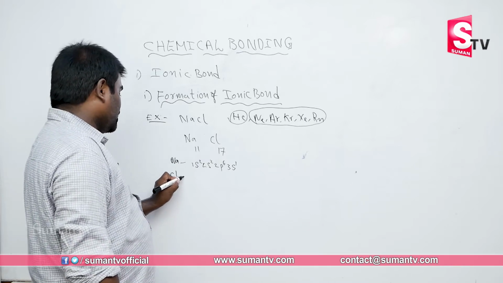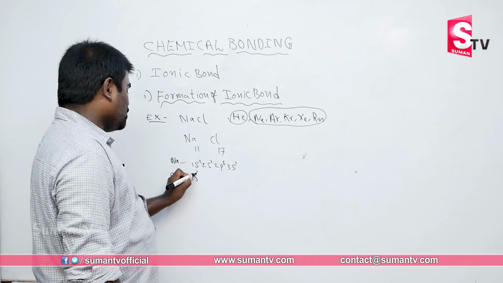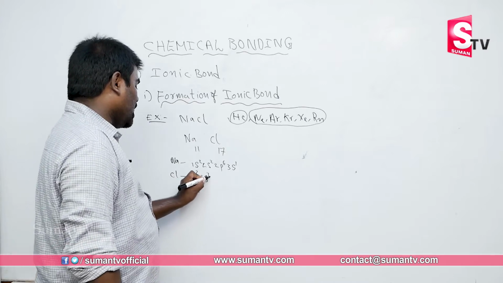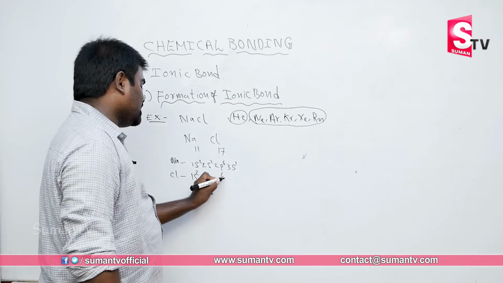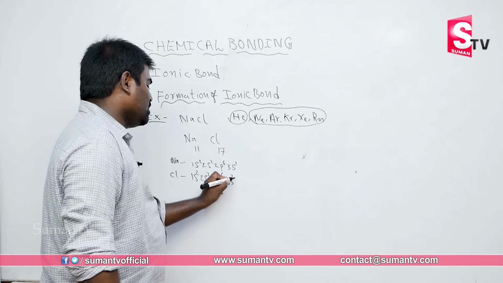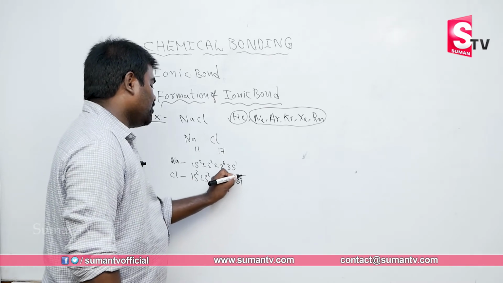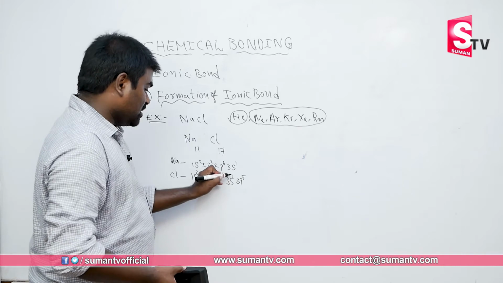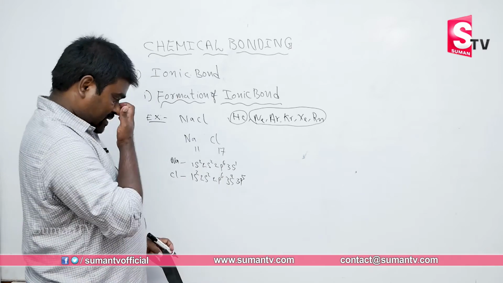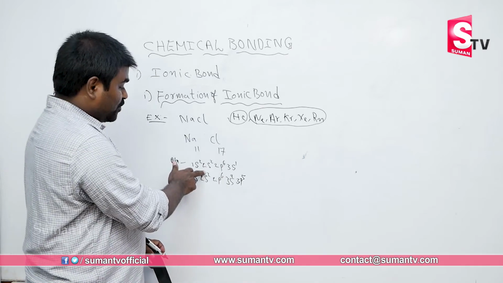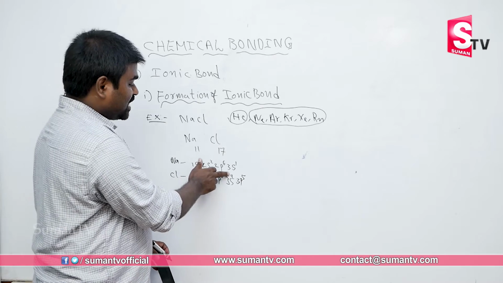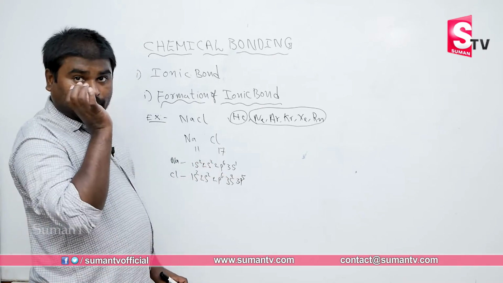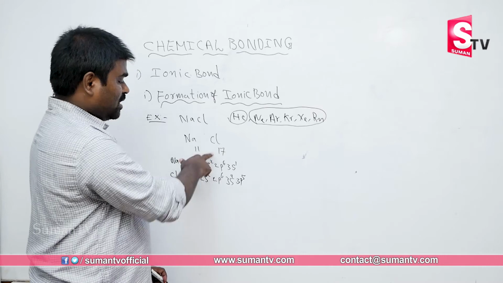Next to chlorine. Chlorine, children: 1s2, 2s2, 2p6, 3s2, next to that 3p5. Check it, children. Okay, this one, children: 2 plus 2 is 4, 4 plus 2 is 6, 10, 10 plus 2 is 12, 12 plus 5 is 17. Okay? Chlorine's atomic number is 17.